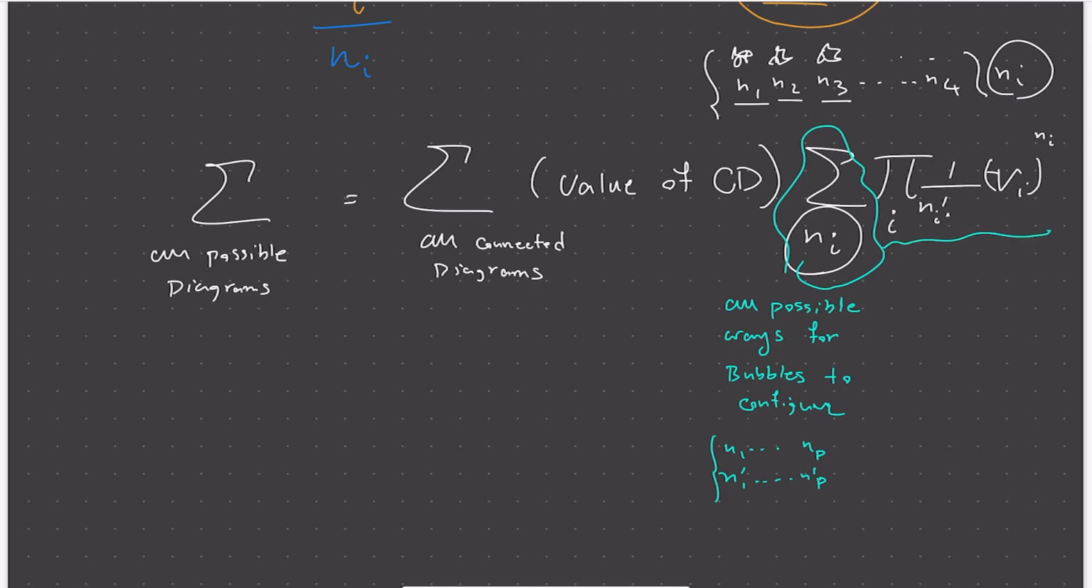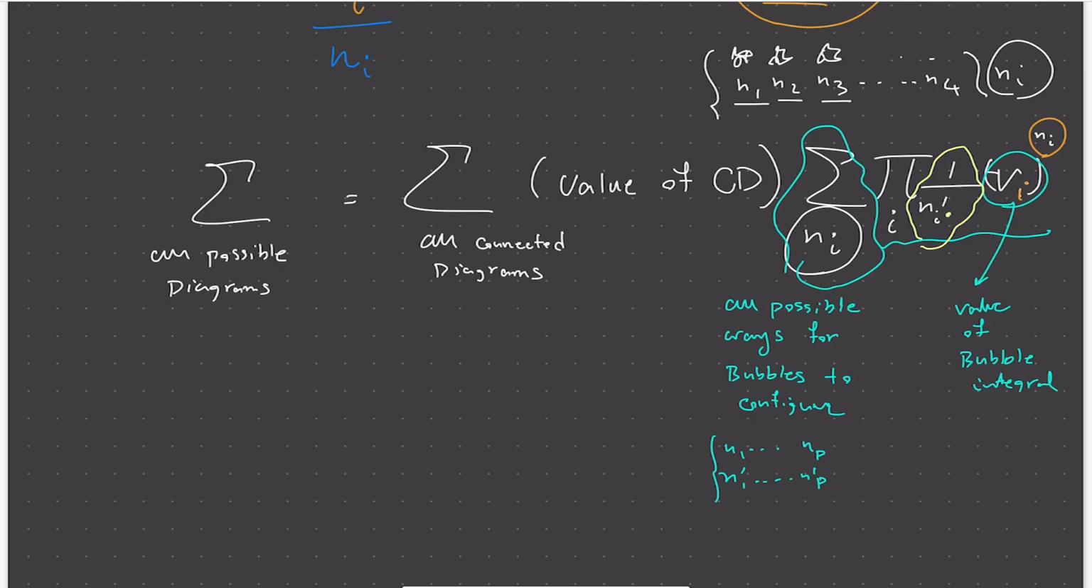Then each of these bubbles has a V_i. This is the value of the bubble integral. But it happens n_i times because you can do the permutation n_i times. Their symmetry factor is n_i. So you have n_i independent events that can happen, and you can multiply all of them. So this is V_i to the power of n_i. And then in order to avoid overcounting, you have to normalize it by n_i factorial, right?